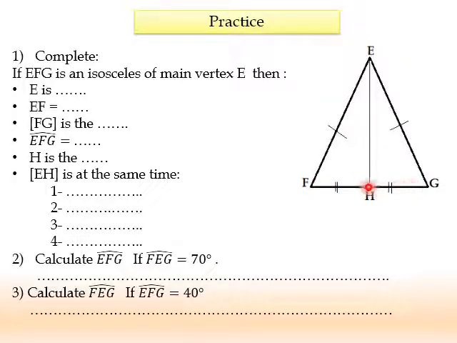I told you that H is the midpoint of FG, so EH is a segment issued from vertex E, which is the main vertex, perpendicular to FG at its midpoint H. So what do we call it? And you have to find the missing angle in each of these two cases. I trust you. I know that you can solve it, so please try your best.